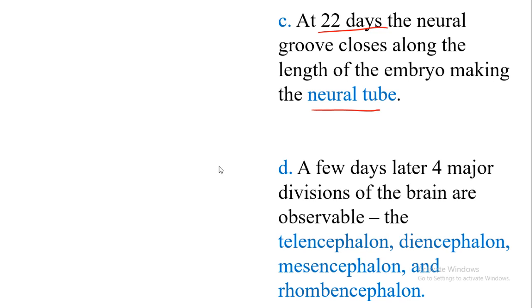Then a few days later, there will be something that will appear, remember, and that something will be the division into the 4 major divisions, which are the telencephalon, diencephalon, mesencephalon, and the rhombencephalon. But not all of these are going to divide. Some of these, they won't divide.